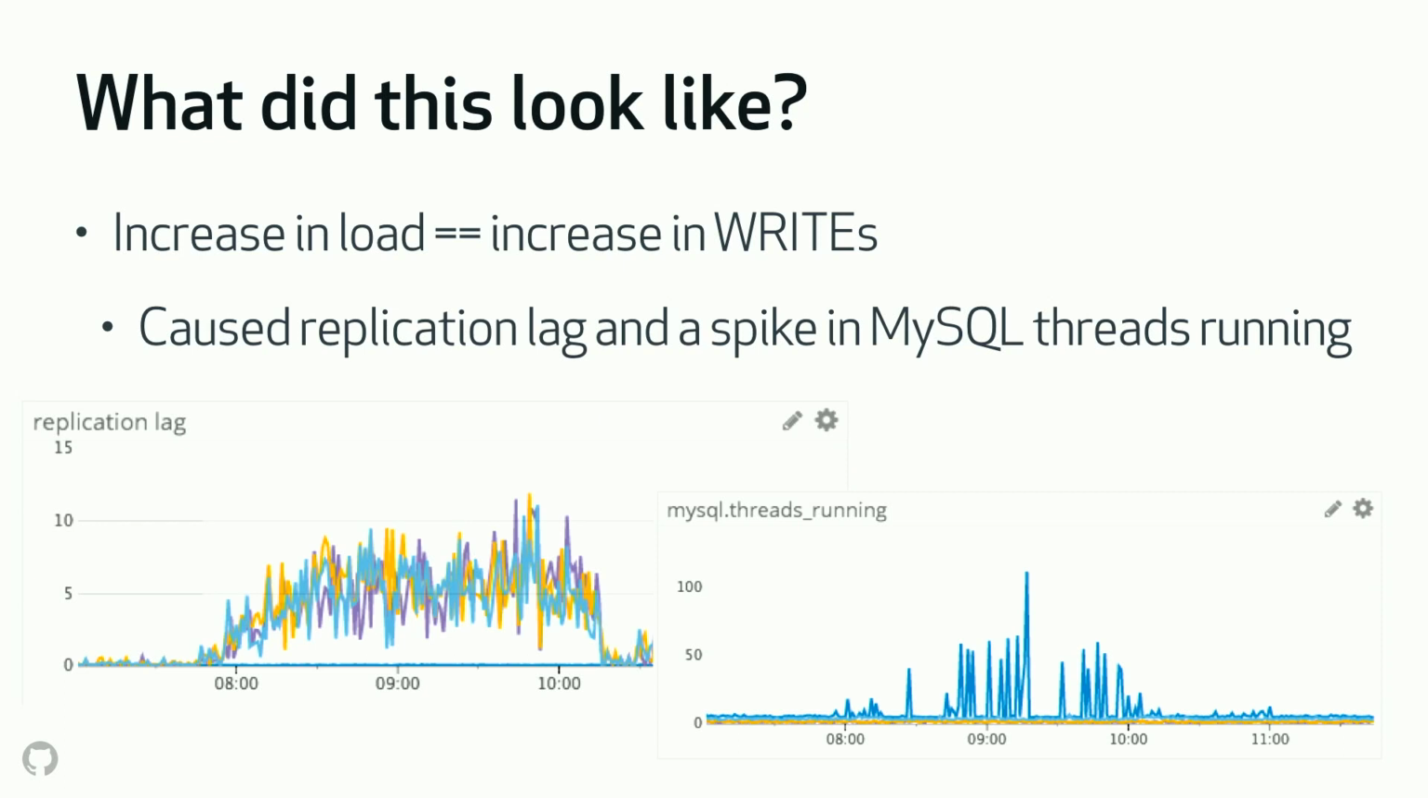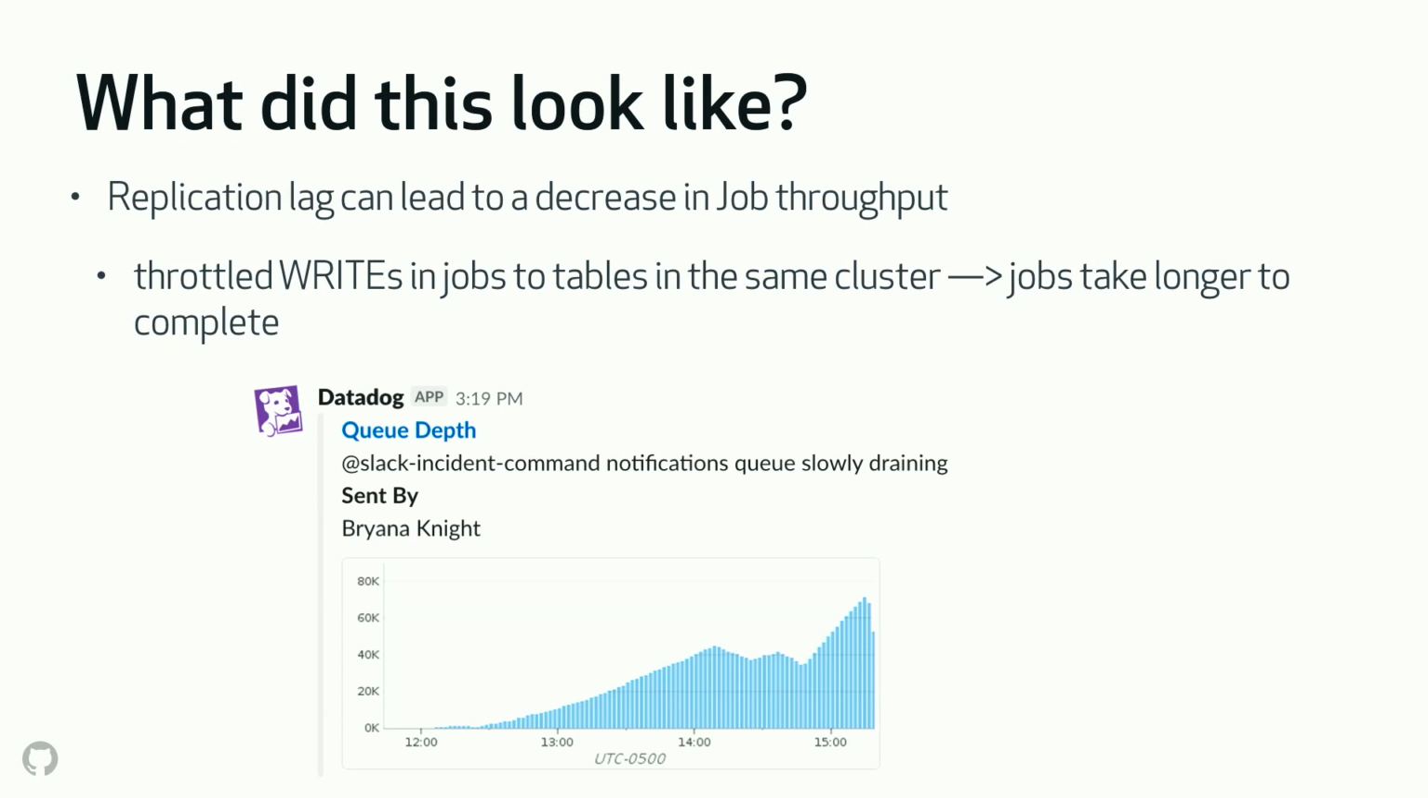It can also lead to a spike in MySQL threads running. So this kind of has a waterfall effect, right? It cascades to other parts of our system. So replication lag can lead to a decrease in job throughput.